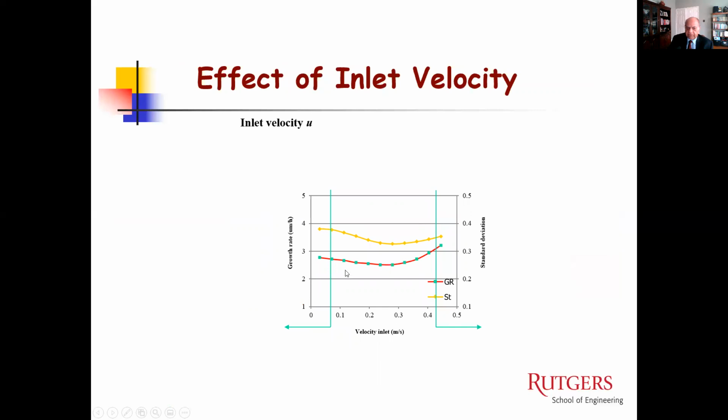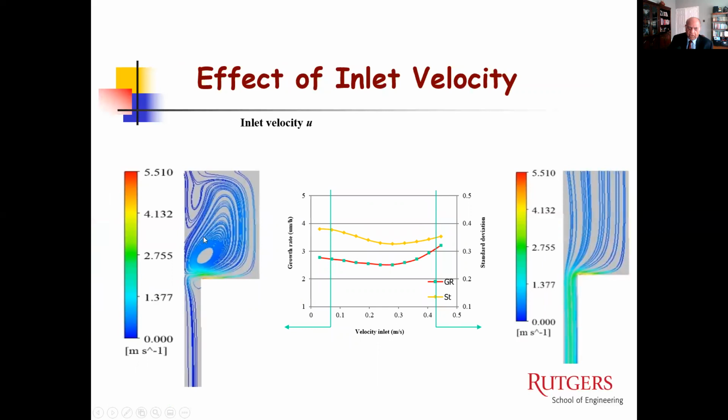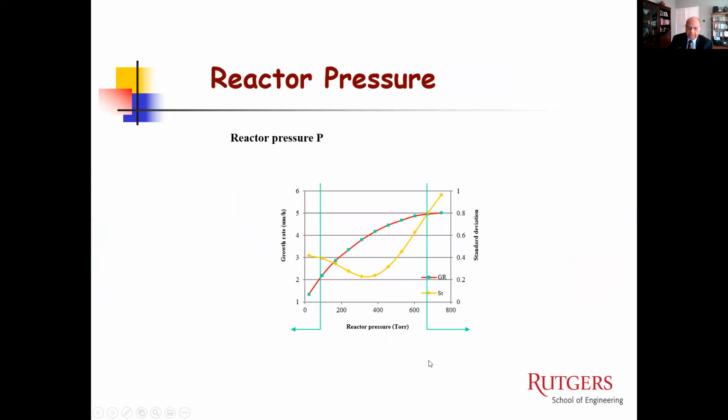Inlet velocity effect is there. Largely, the effect is relatively small, but you can see that if you make inlet velocity extremely small, it becomes quite chaotic. As you go to higher inlet velocity, it becomes much better. And that you can see from here, the standard deviation comes down as you increase the velocity. The deposition rate does not change very much, but uniformity becomes better.